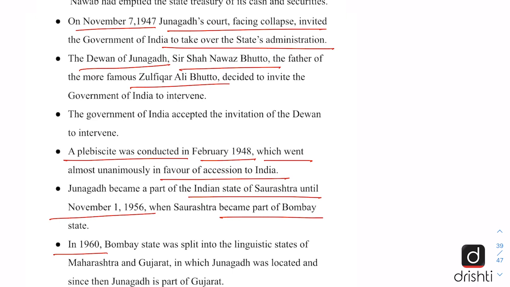And in 1960, Bombay state was again split into the linguistic states of Maharashtra and Gujarat, and Junagadh became part of Gujarat. So Junagadh is now very much part of India, and Pakistan raising the Junagadh issue at this point is highly unreasonable. Now let us look at the kind of questions that can be asked in prelims and mains.